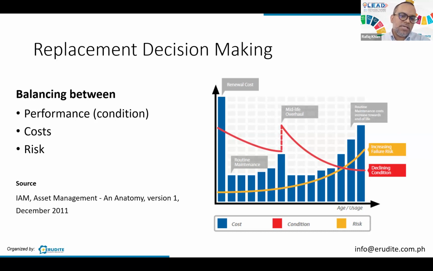And then comes the risk. Like we already know, as the age increases, the failure rate also increases, and you want to do an assessment of the risk, how much it is, how far it's going to impact your organization. So it's a chicken and egg question. You have 3 chickens and eggs to balance, and yeah, it's not an easy task.